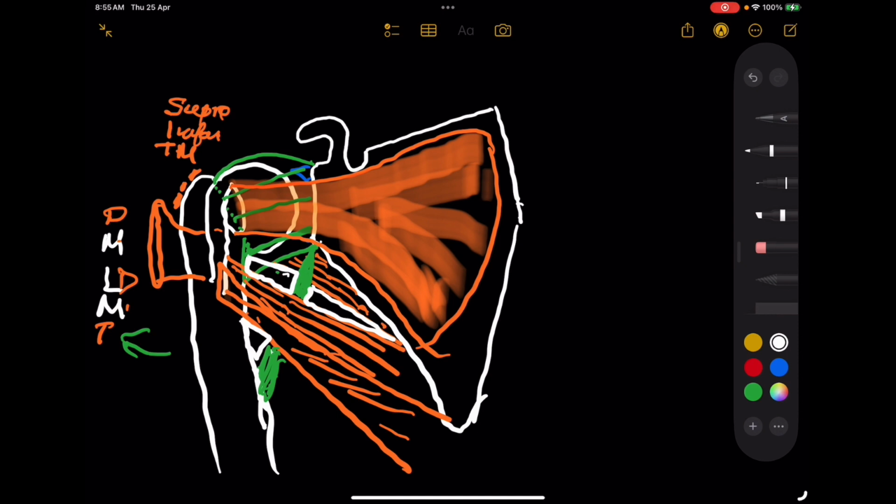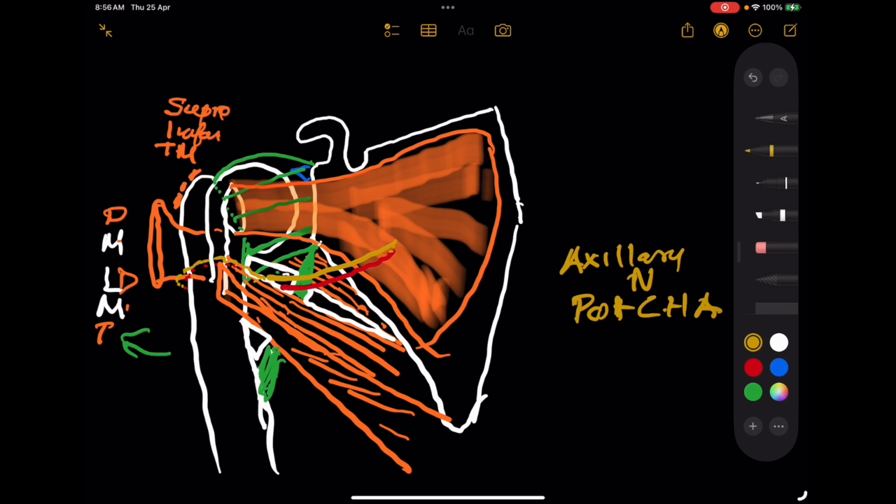Boundaries of the quadrangular space: upper boundary, lax part of capsule sandwiched between subscapularis and teres minor. Inferior boundary, teres major. Medial boundary, long head of triceps. Lateral boundary, surgical neck of humerus. So this is the boundary of the quadrangular space, and the axillary nerve and the posterior circumflex humeral artery pass through this quadrangular space and wind round the surgical neck of the humerus. So this is the axillary nerve and posterior circumflex humeral artery.